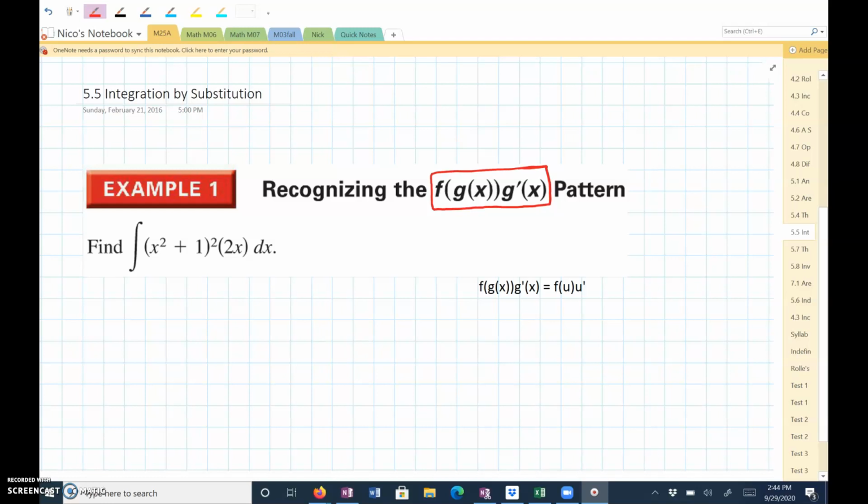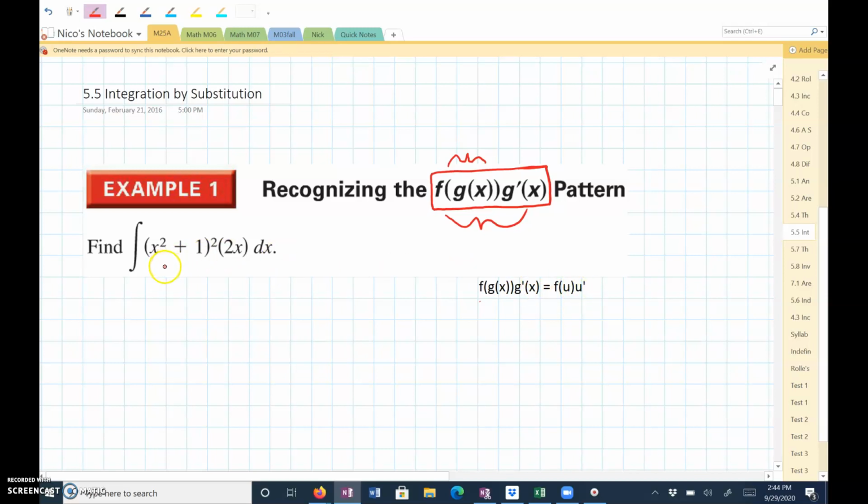Integration by substitution. So we're going to look for this pattern. If we can find this pattern here, which is a composition of a function, and then this is the derivative of the function inside the composition of function. Another way of looking at this would be f of u prime.